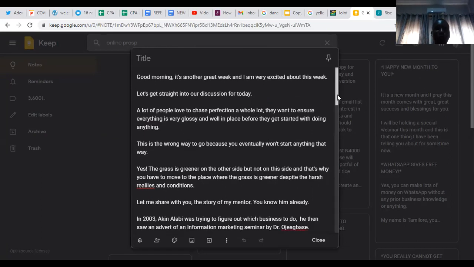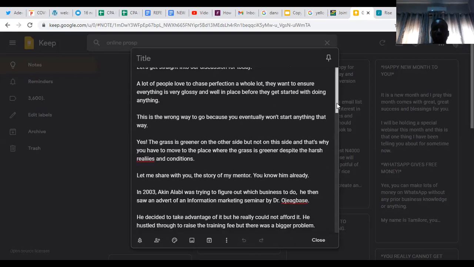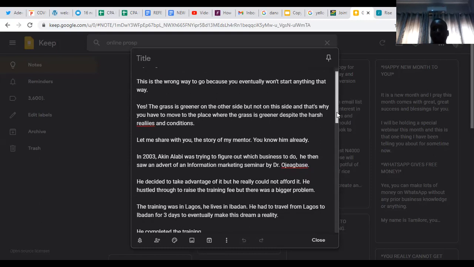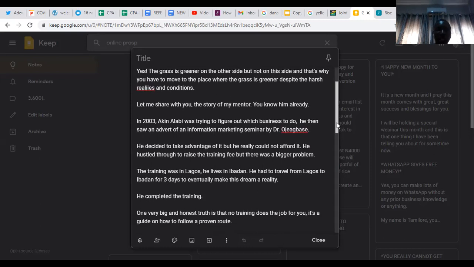A lot of people love to chase perfection a whole lot. They want to ensure everything is very glossy and well in place before they get started with doing anything. This is the wrong way to go because you eventually won't start anything that way. Yes, the grass is greener on the other side, but not on this side. That's why you have to move to the place where the grass is greener despite the harsh realities and conditions. Let me share with you the story of my mentor. You know him already. I told you the owner of that Online Prosperity Bundle is Dr. Ojegbiase. He's the mentor to my mentor.